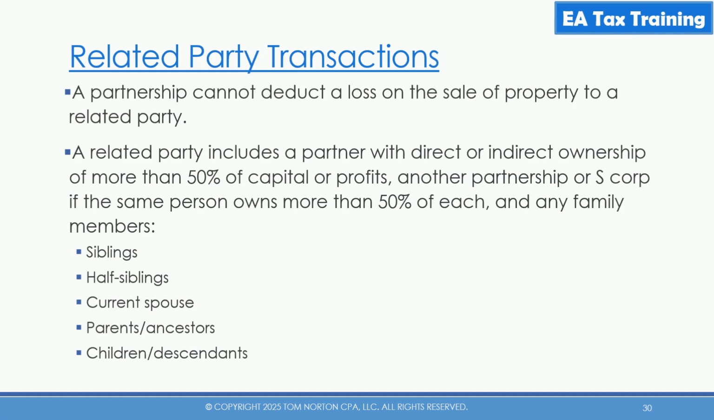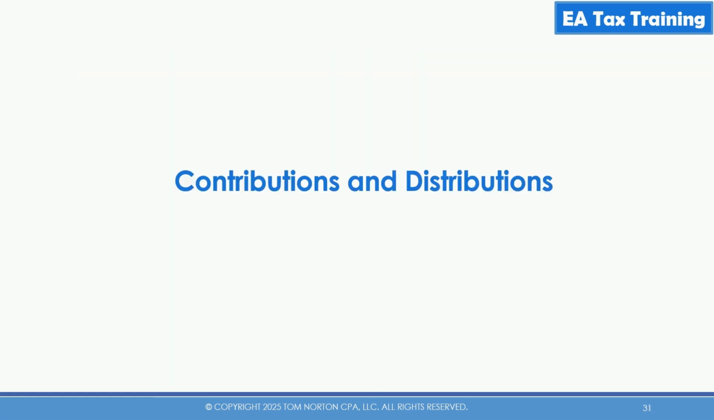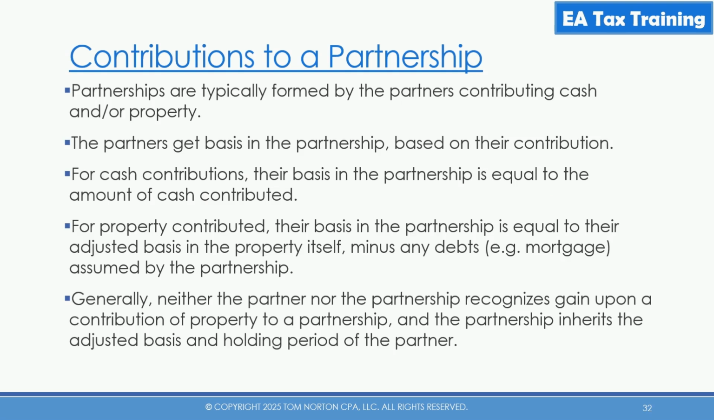So together, if you look at the individual and their trust, they own 60% of the partnership. So that would be considered indirect ownership of more than 50% of the profits. So again, the partnership would not be able to deduct a loss on a transaction with that individual or with that trust.